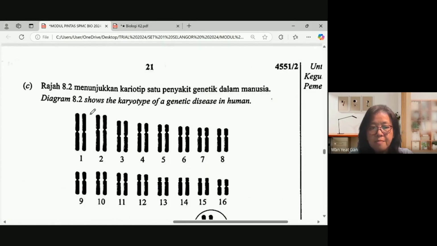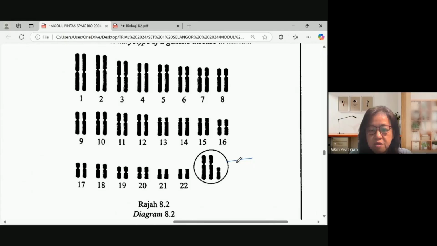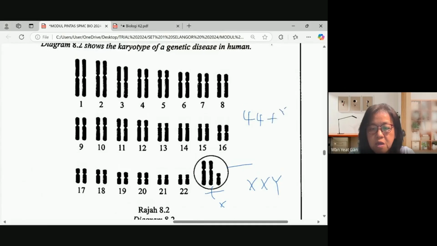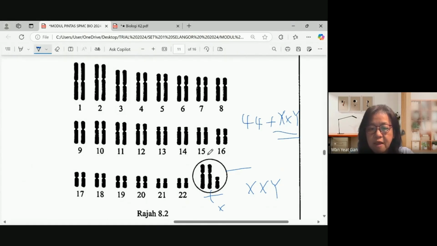Okay, diagram 8.2 shows the karyotype of a genetic disease in humans. Explain the gender of the individual suffering from the disease. Now, if you look at the diagram here, this is the sex chromosome. The sex chromosome contains an extra X. So this person has X, X, Y. That means the number of chromosomes inside his cell is 47. So he has an extra sex chromosome, an X sex chromosome.